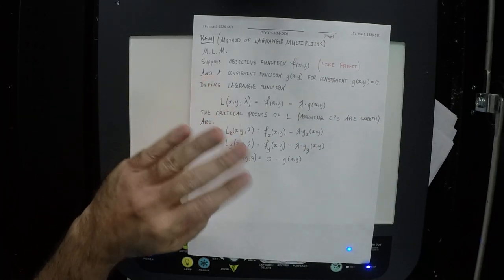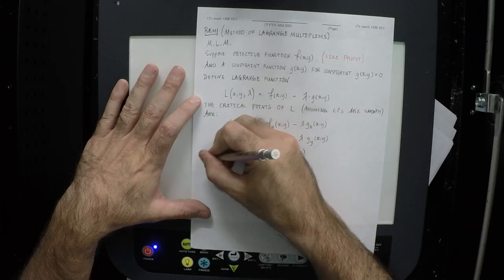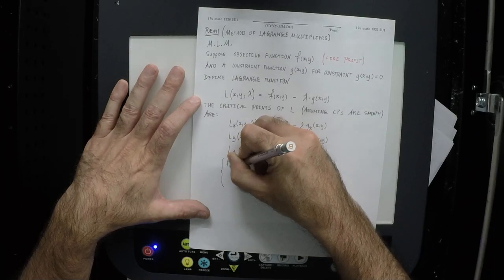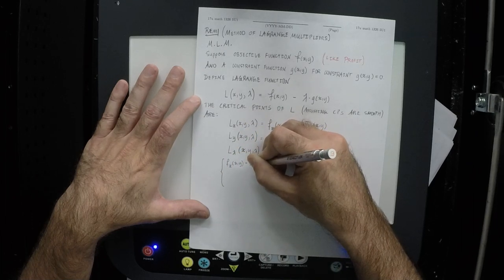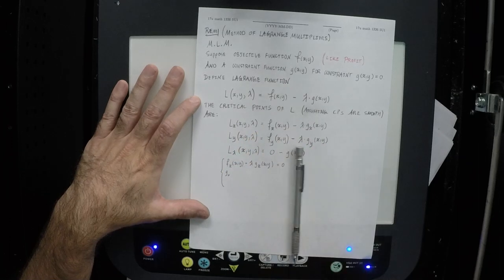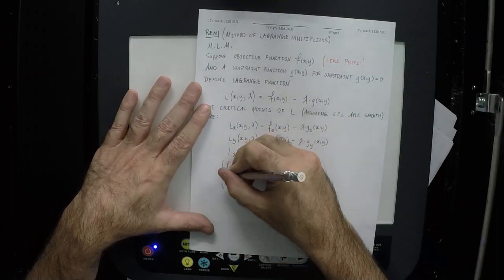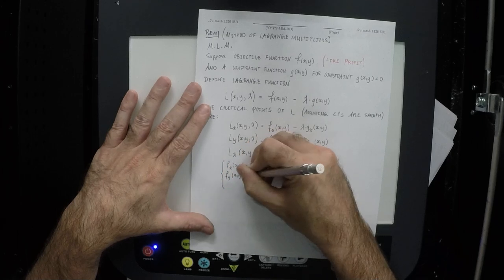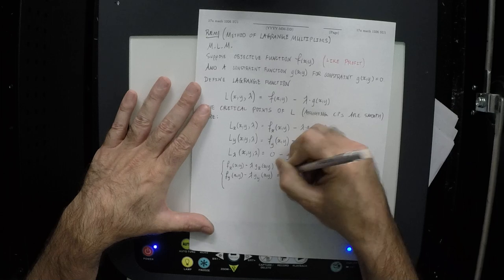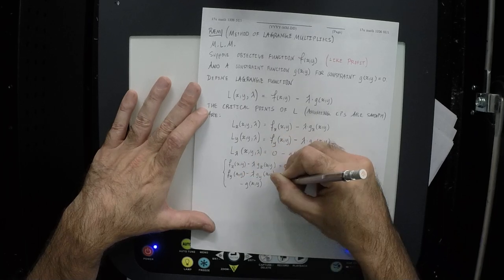So the critical points are when all of this is 0. That means when the first one is 0, so the x partial of f minus lambda times the x partial of g is 0. And the y partial of f minus lambda times the y partial of g is 0, and then negative g of x and y is 0.